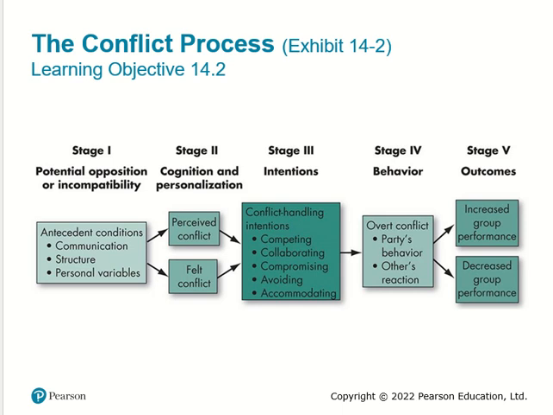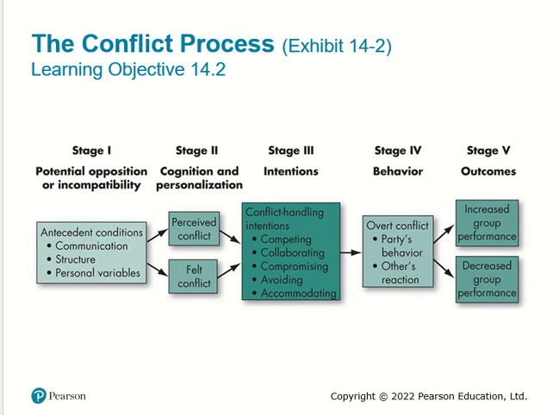So they have certain behavior basically intended to provoke the existence of conflict. Okay, so for example, maybe because of the communication, the structure, or because of the personal variable. Then we move to chapter 2 about the cognitions and personalization.